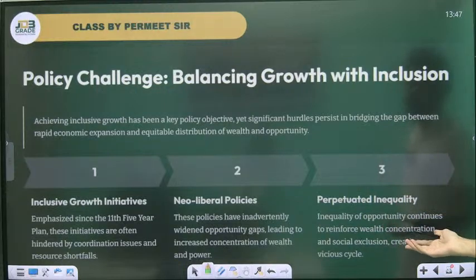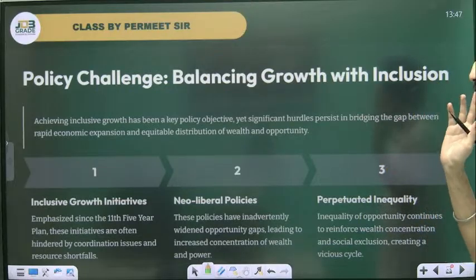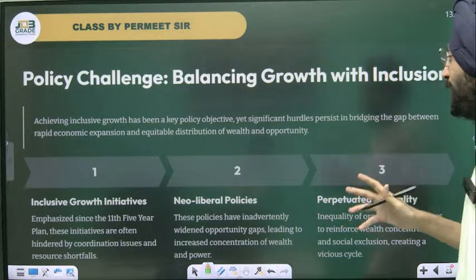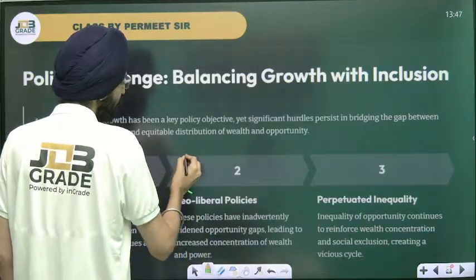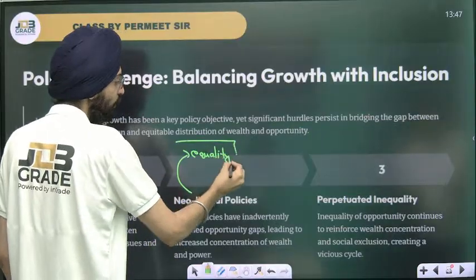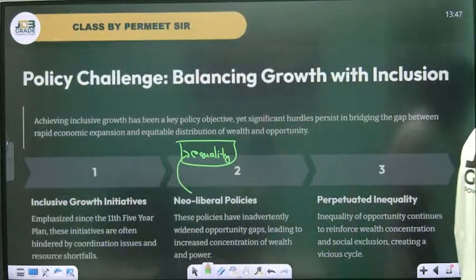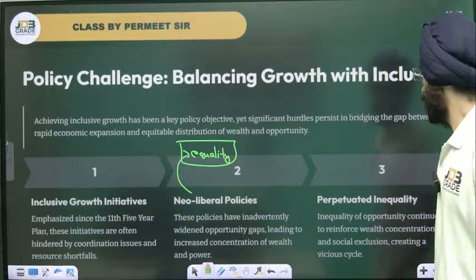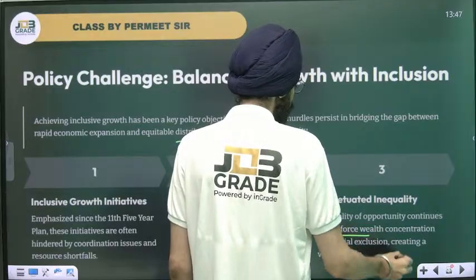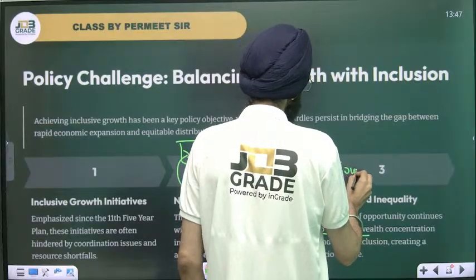Policy challenges: we need good policies, inclusive growth initiatives, as we discussed in our previous lecture at length. Neoliberal policies widened opportunity gaps, leading to increased concentration of power. We need equality. At last, there has been perpetuated inequality. Inequality of opportunity continues to reinforce wealth concentration and social exclusion, creating a vicious cycle.